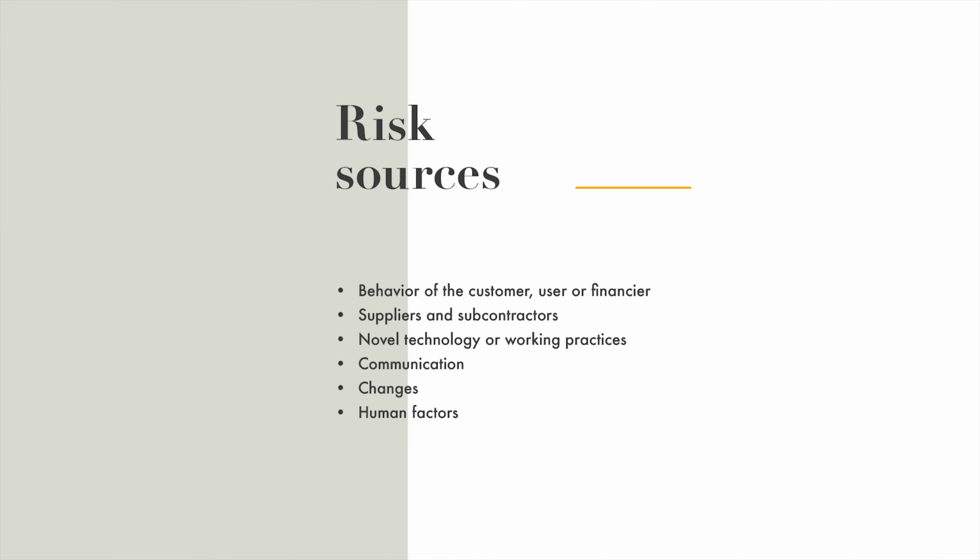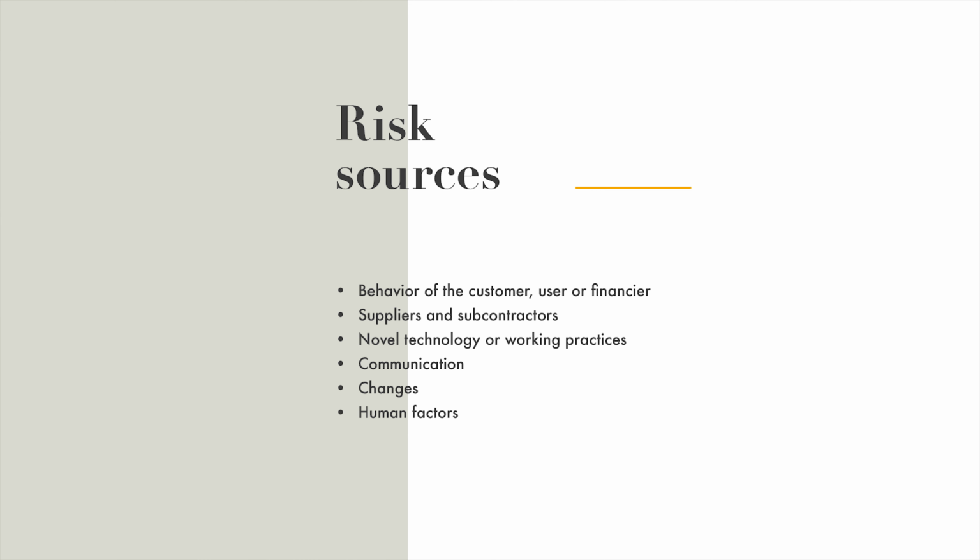In projects, there are multiple risk sources, that is, areas where risks may originate from. The following are typical examples. Often risks relate to the resources and behavior of the customer, user, or financier. Suppliers and subcontractors involved in the project may perform differently than expected. The project may be utilizing novel and challenging technology or novel and untested working practices. Communication, both within the project team and with external stakeholders, may be problematic. Risks may relate to changes in the project plan or how changes are processed in the project.